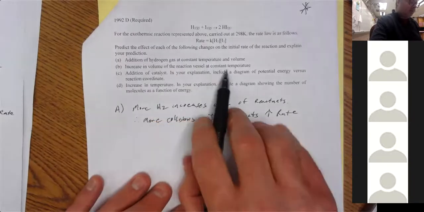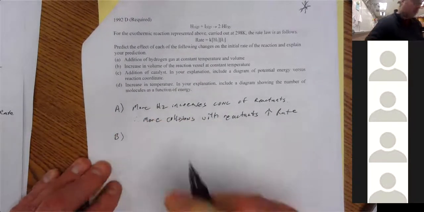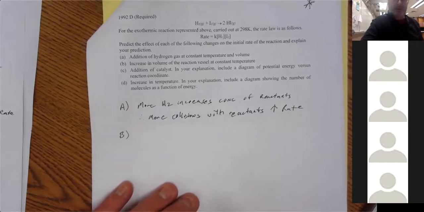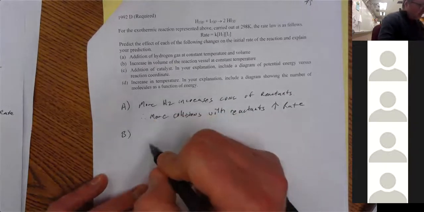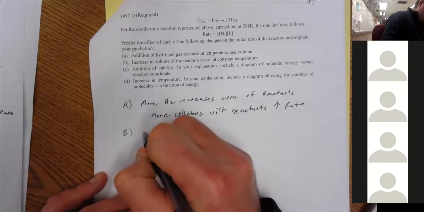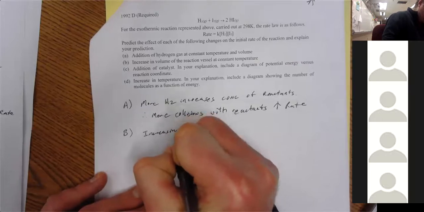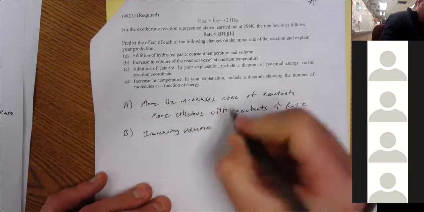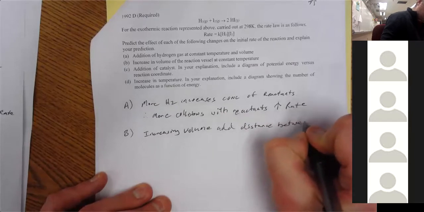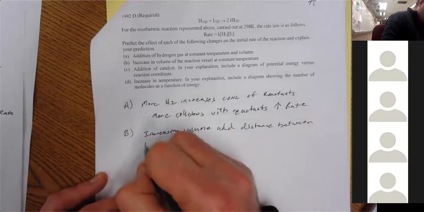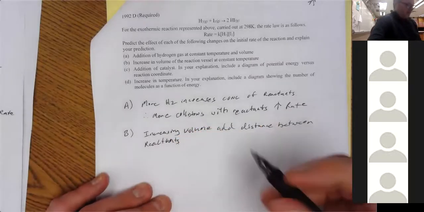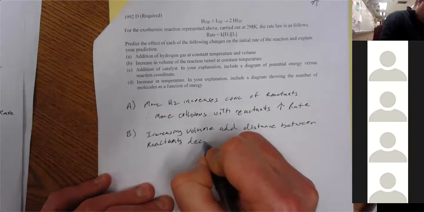B, if we increase the volume of the reaction vessel. Well, this is a gas, so if we're increasing the volume of that, that's going to decrease the concentration. Since we're increasing the volume, there will be a decrease in the collisions, and decreasing the collisions will decrease the rate.